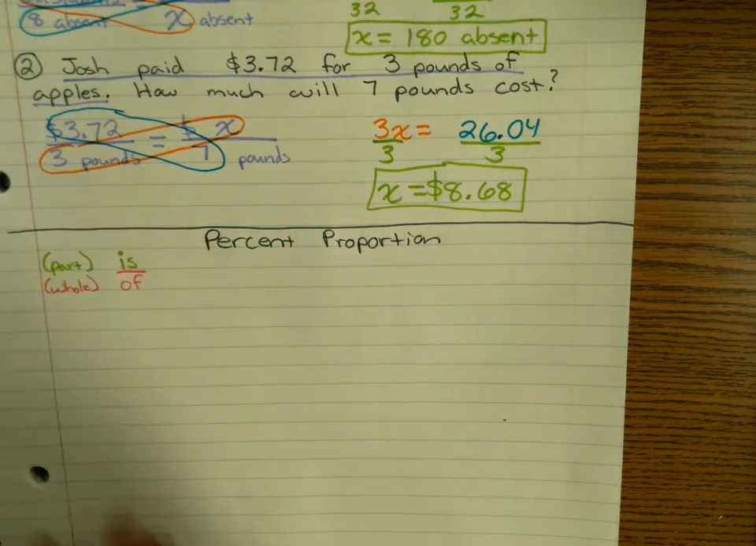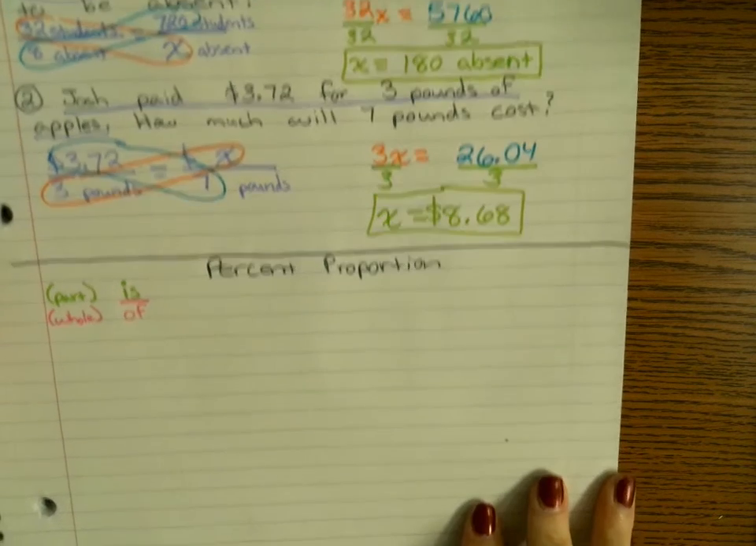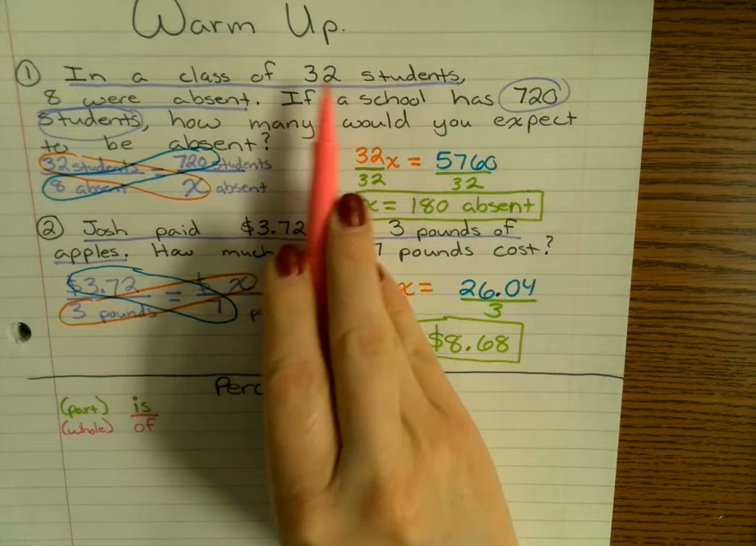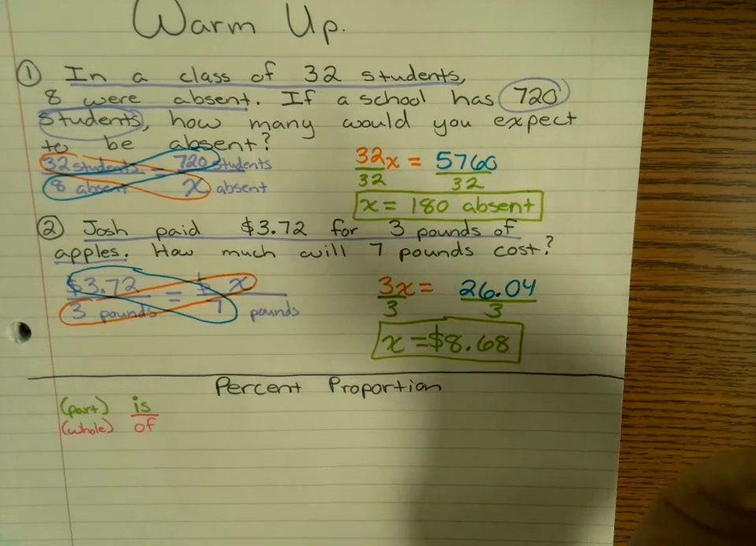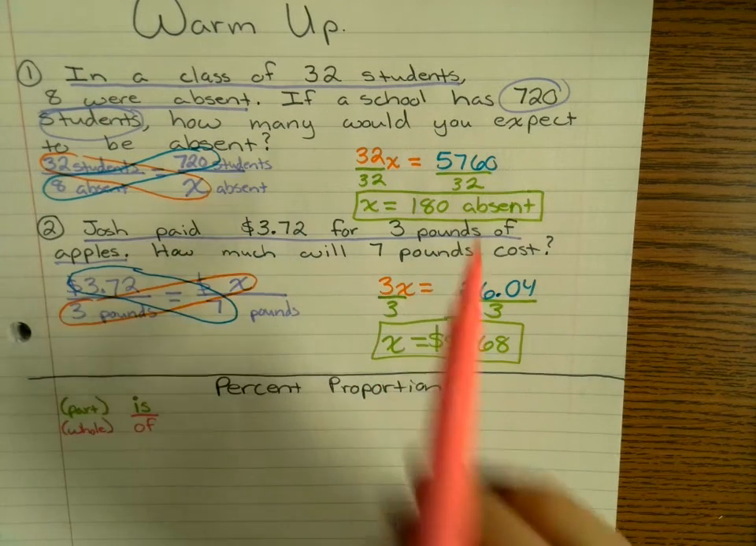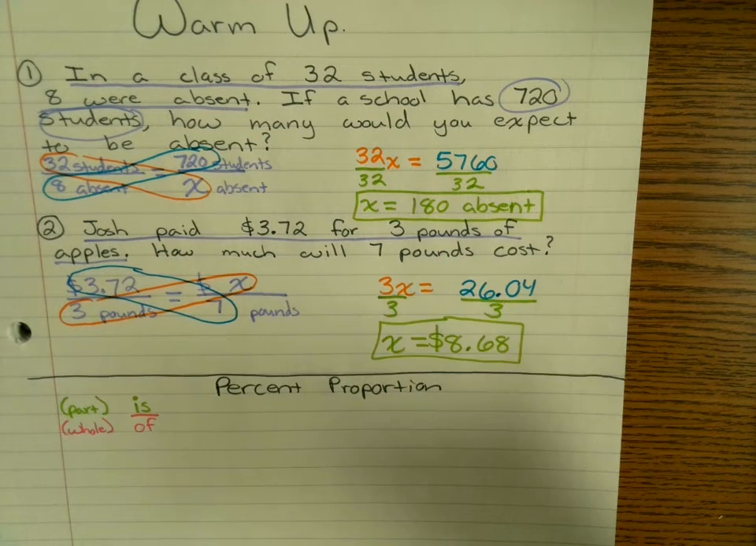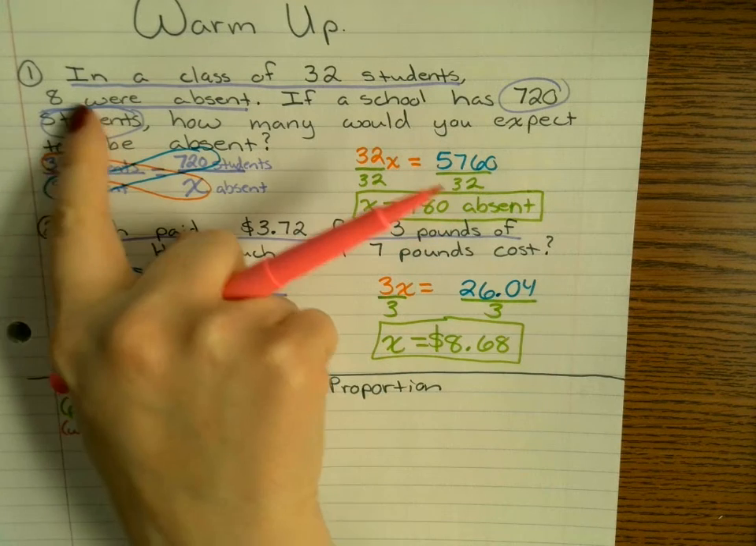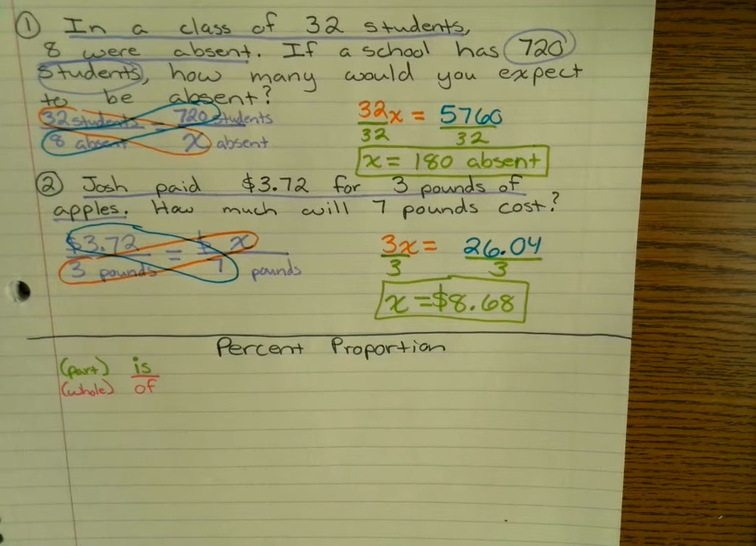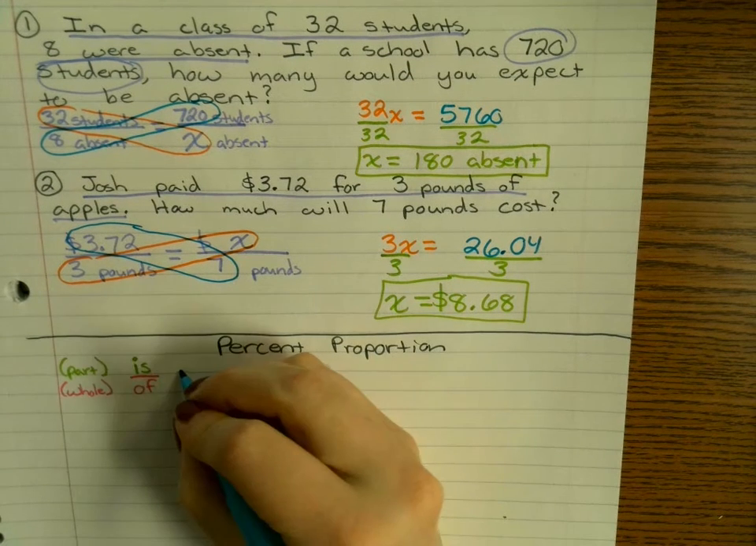So again, looking here at the very first problem, in a class of 32, 32 was our total, our whole. 8 were absent. Were, are, and is are all the same terminology. Were, are, is. They all represent the parts, okay? But we typically call it is over of. So we have is over of, and this is going to be equal to a percent over 100.